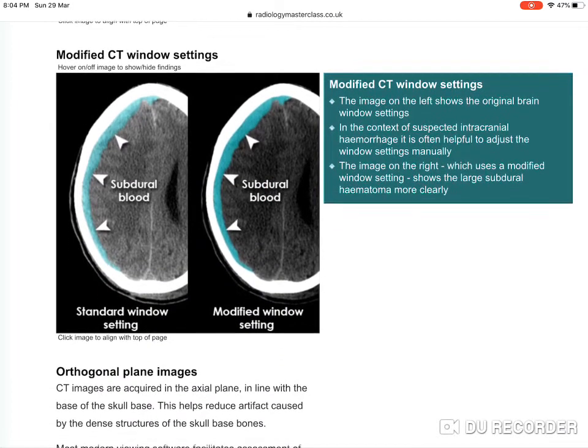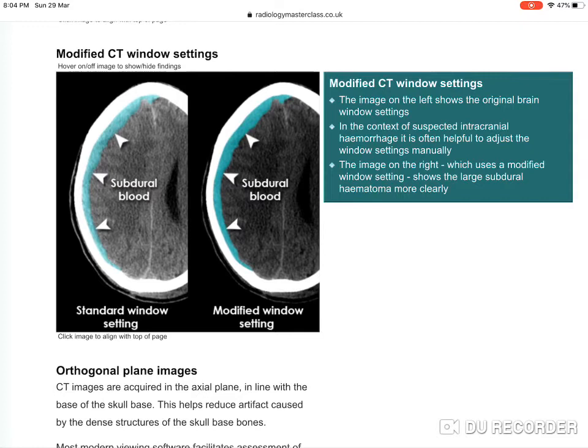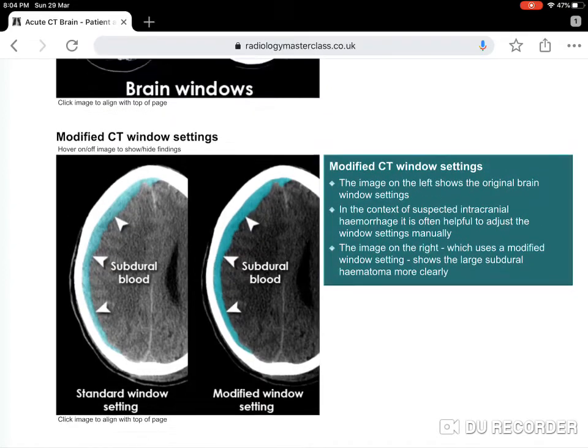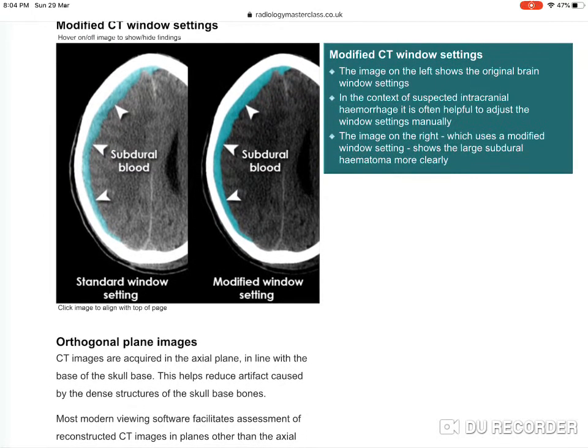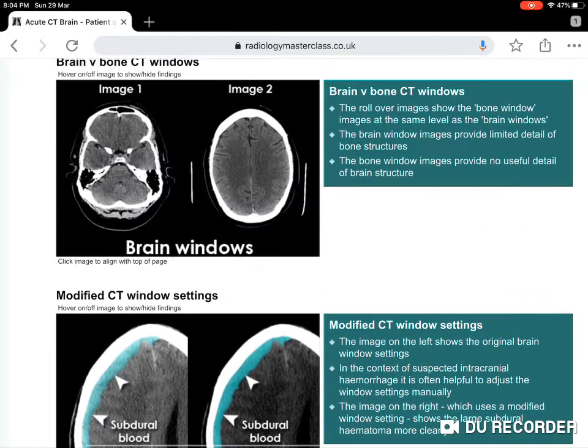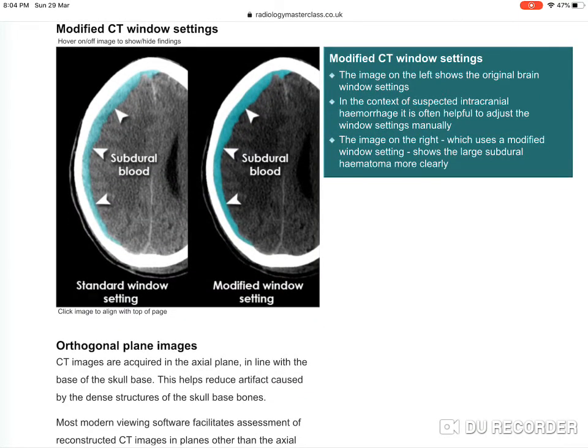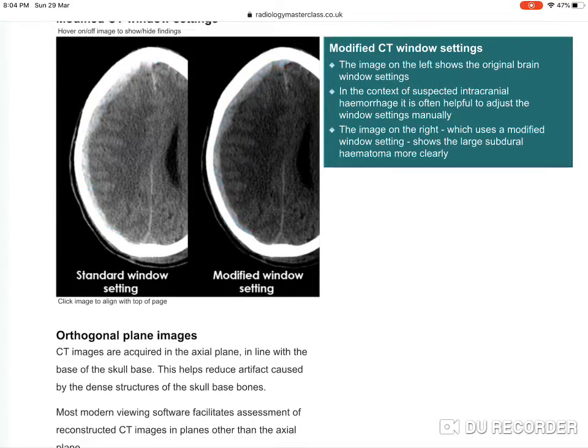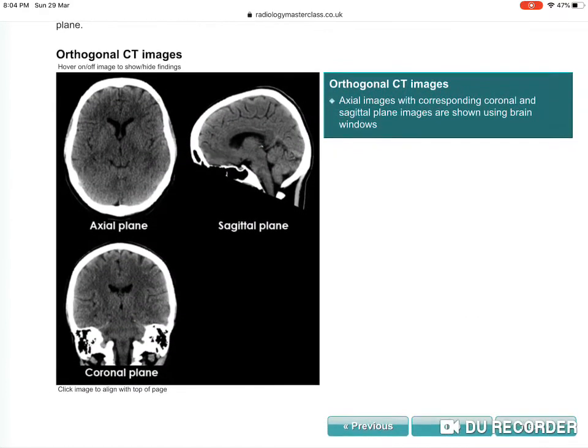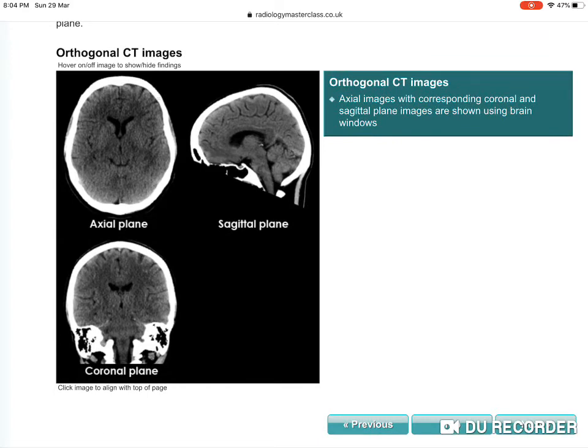The image on the left shows the original brain window setting in the context of suspected intracranial hemorrhage. It is often helpful to adjust the window setting manually. The image on the right, which uses a modified window setting, shows the large subdural hematoma more clearly. Axial images with corresponding coronal and sagittal plane images shown using brain windows.